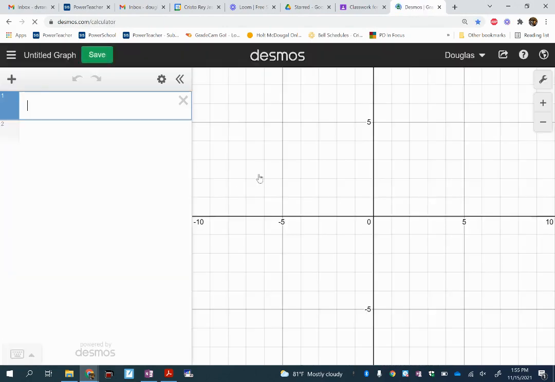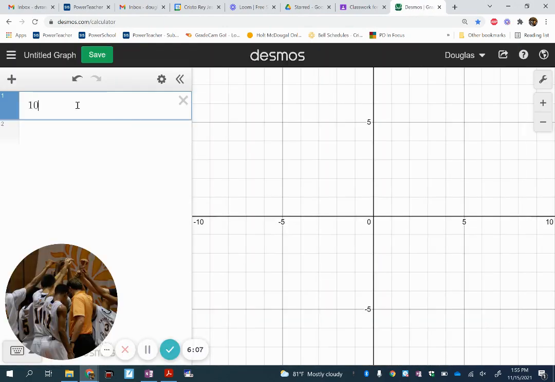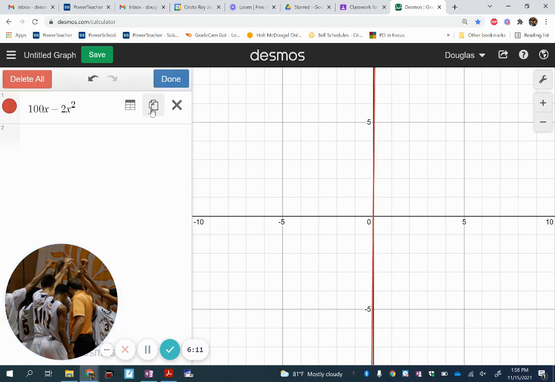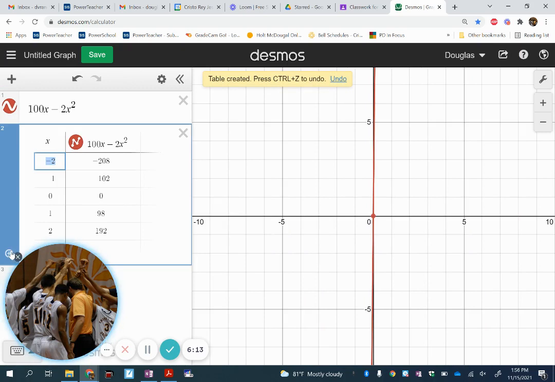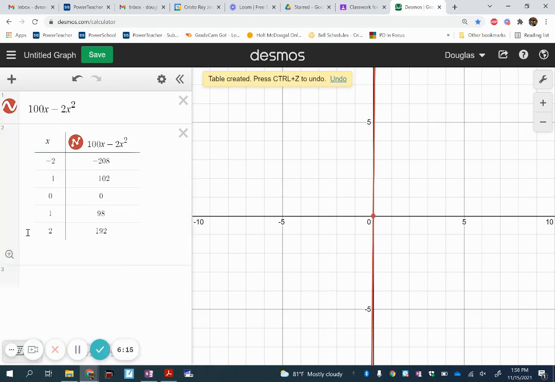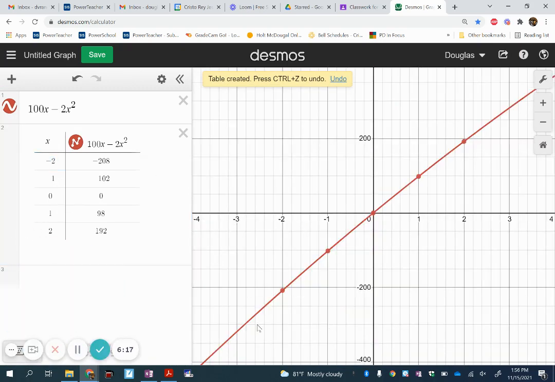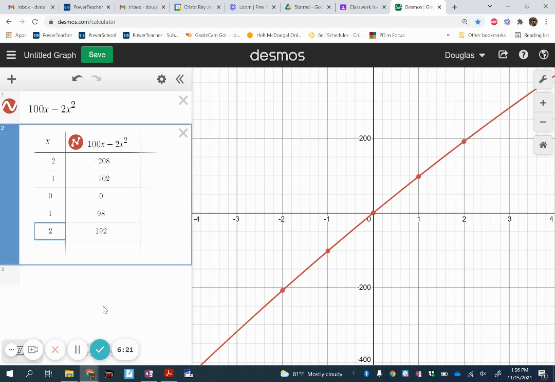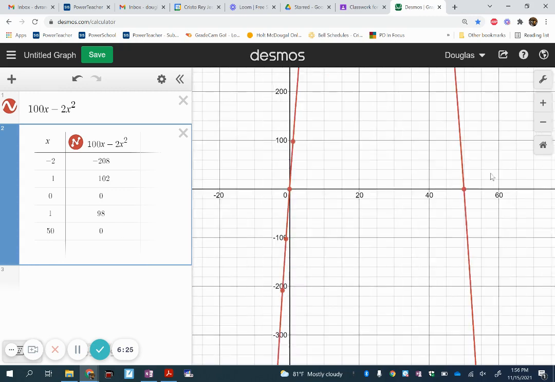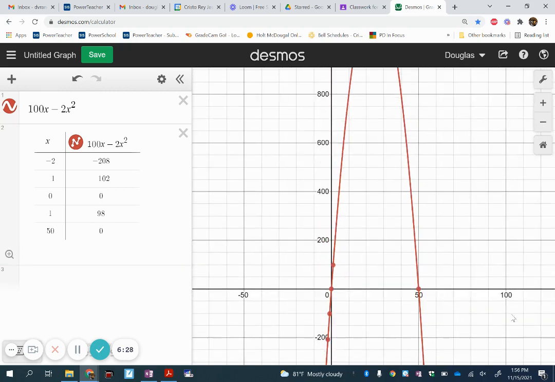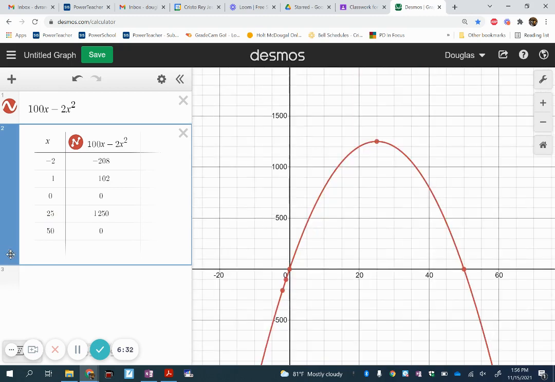So we have 100x minus 2x squared. I'm going to make a table so that I can zoom fit. And we care about, let me get the zoom there. There we go. So we care about having our highest y value, which is 50, and then we also need to have 25 in there, right? There we go.